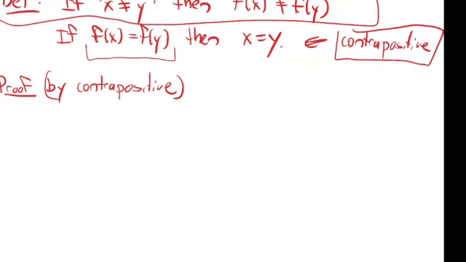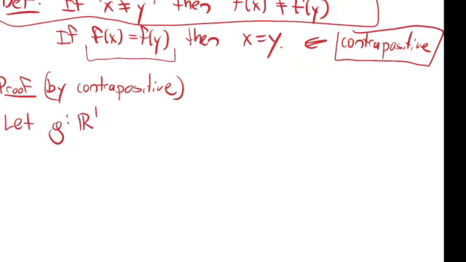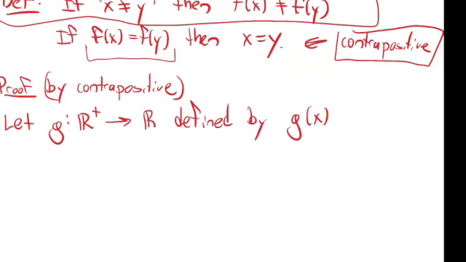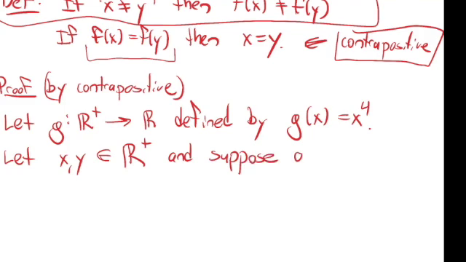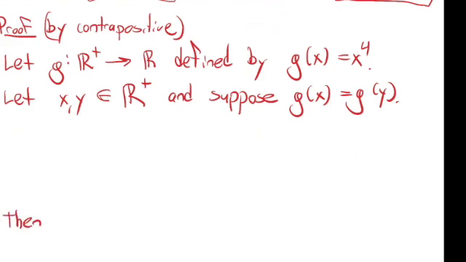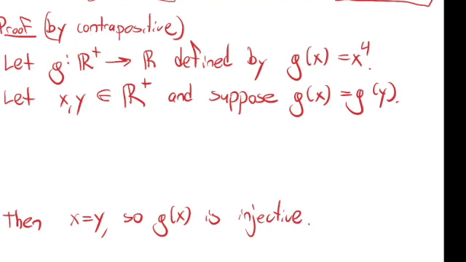we've got, so I'm going to take two things that are in my domain. So they're positive numbers. And let's suppose they give me the same output. And I think when you're doing these, at least some scratch work, to me, it's really helpful to fill in the first line, where are we starting? And then where are we going? And then let's try and figure out how we can get there.